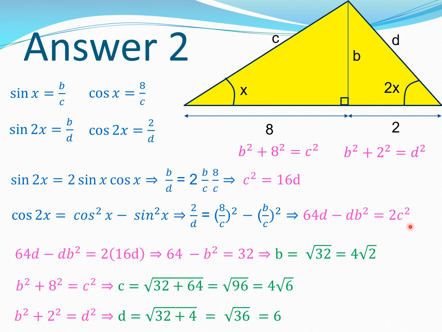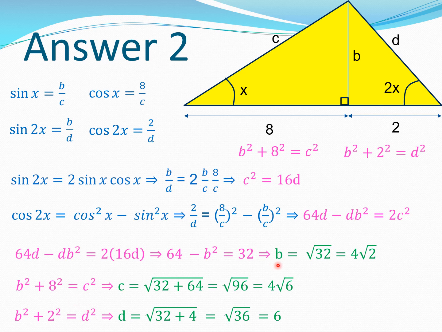So now with these four equations which I have put in pink, let's try to solve these for these different variables. So let's start with this equation, 64d minus d b square equals 2c square, and instead of c square I put 16d here from this equation. So what I get is 64 minus b square is 32 because the d cancels out here. Of course d is not equal to 0. So from this I can immediately write that b is square root of 32, which gives me 4 into root 2. Remember 32 is 2 into 16. So now I have got b.